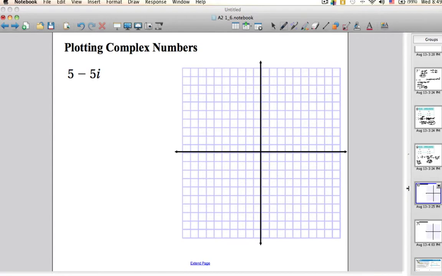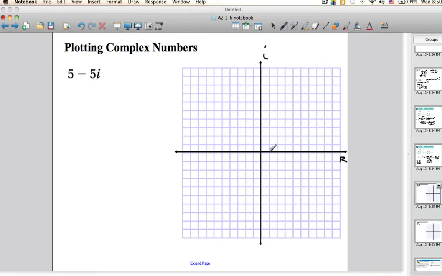Okay, plotting complex numbers is pretty simple. As I mentioned in the introduction, the vertical axis, which we're used to being the y-axis, becomes the imaginary axis. And the horizontal axis, which we're used to being x, becomes the real axis. And what I do is I plot my real number horizontally. I move by my real number horizontally and by my imaginary coefficient vertically.